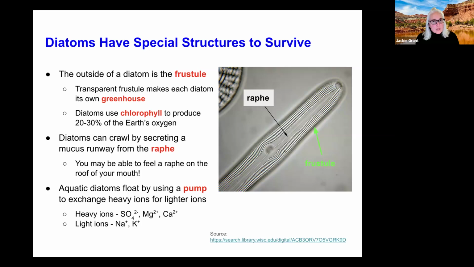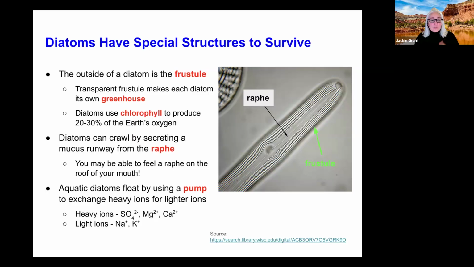But if you feel with your tongue on the roof of your mouth, you might have a physical raphe there that formed as you were an embryo, and your mouth formed, two sides of your jaw came together. And some people can feel that joining of the two sides of their mouth on the roof of their mouth. So that's an example of a similar structure that you have that a diatom also has.